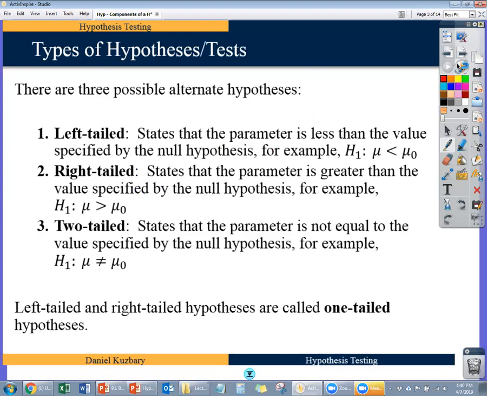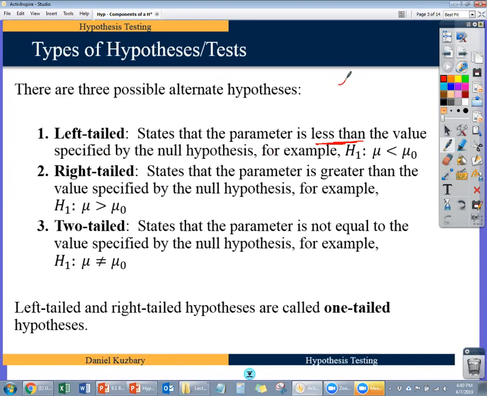There are 3 different kinds of alternative hypotheses, and they determine 3 different kinds of hypothesis tests. So let me say that again. There are 3 kinds of alternative hypotheses, and they determine the 3 different kinds of tests. The first kind of test is a left-tailed test. It states that the parameter is less than the value specified by the null hypothesis.